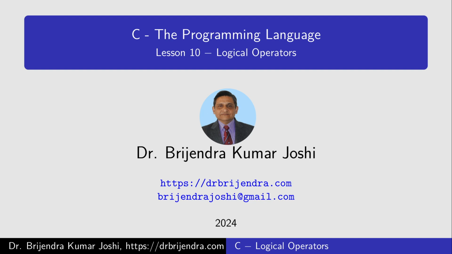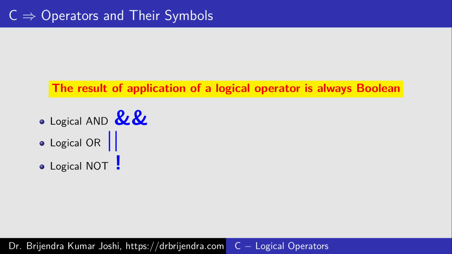In this video, we will see how logical operators can be used in C programming language. First of all, remember that the result of application of a logical operator is always Boolean, that is true or false. But in C programming language, usually true is represented by a numerical value 1 and false is represented using numerical value 0.